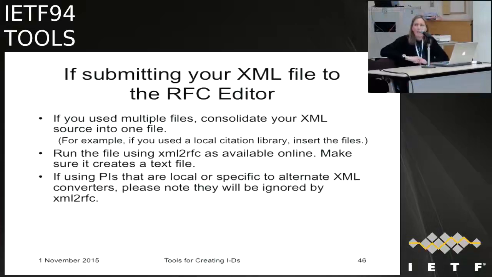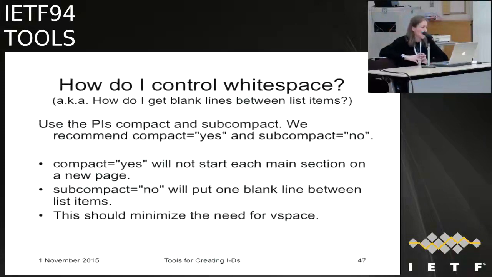So one problem people run into with XML to RFC is white space. How do I control the white space within my document? How do I get blank lines between list items, or compress the text so there are no blank lines? So there's a processing instruction, compact, and there's also subcompact. Compact equals yes will not start each main section on a new page, which in the opinion of the RFC editor is good.